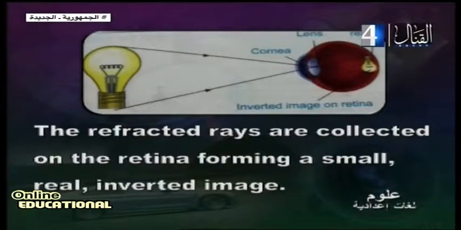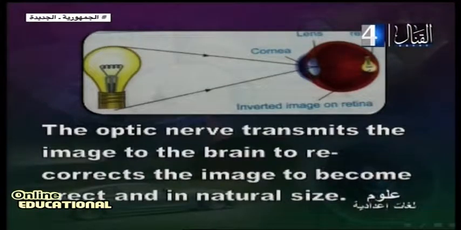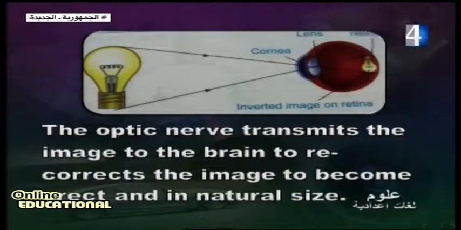The refracted rays are collected on the retina, forming small, real, inverted image. Of course, it's real because it can be formed on a screen. But the problem now, it's small image and inverted image. So the question is, how can we see the objects upright? Okay, at the end of the eye, there is a nerve called optic nerve. Optic nerve sends the image to the brain, and the brain recorrects the image and it becomes erect or upright again and its normal size.